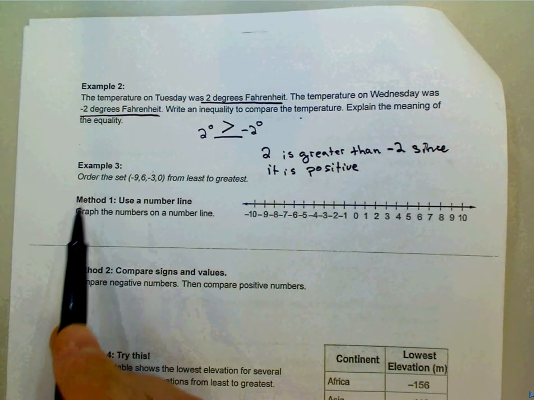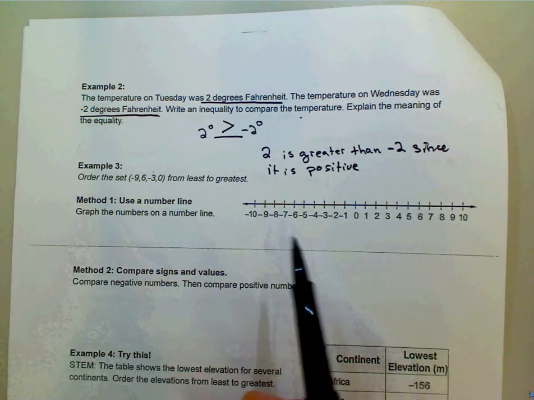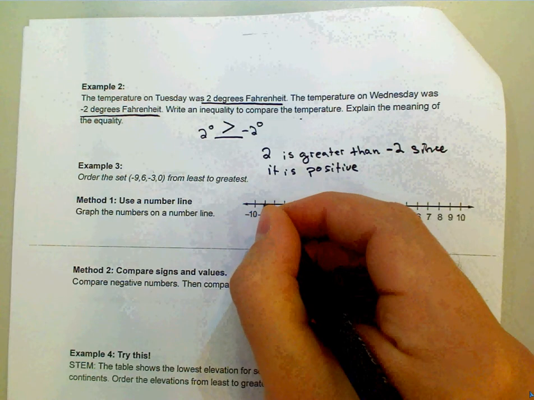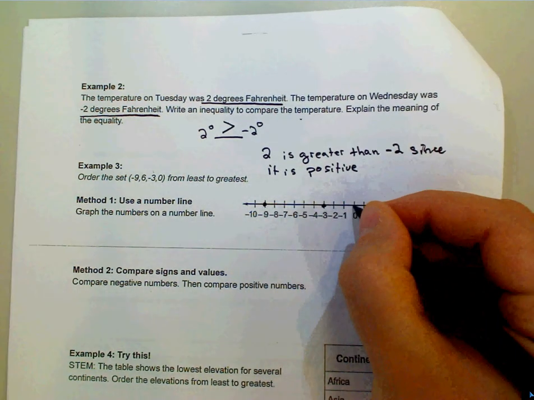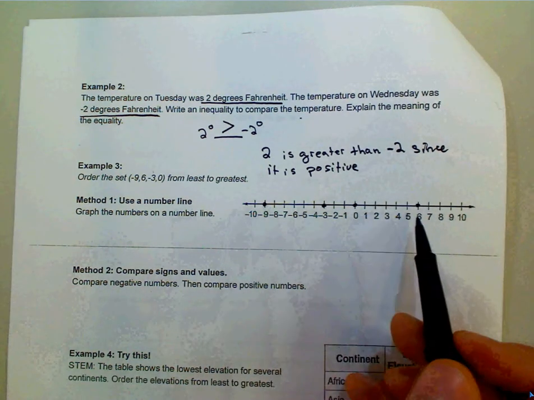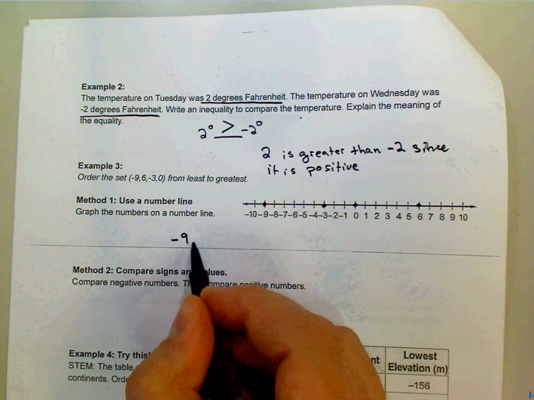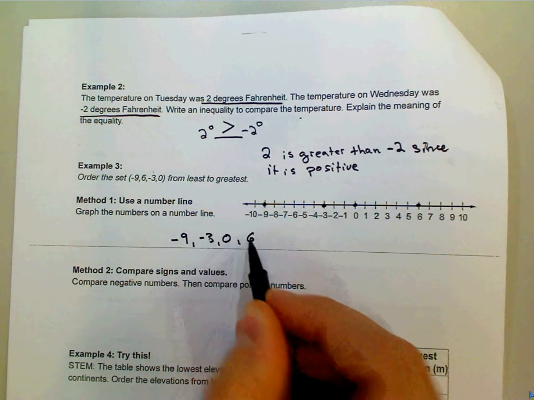Now, when we're taking a look at ordering from smallest to largest, one of the best, easiest ways to do it is to graph it on a number line. So we graph these, negative 6, negative 3, 0, and 6. And then we go left to right. Negative 9 is the smallest, negative 3, then 0, then 6.